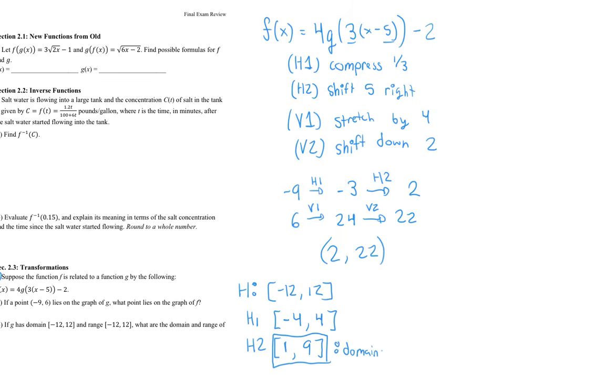Now, for our vertical, we have that our vertical is going to be the same, -12, 12. We have to start by doing V1, multiplying them both by 4, so that'll get us -48, 48. Then V2 has us subtract 2, so that's going to be -50, 46, and this is our range.